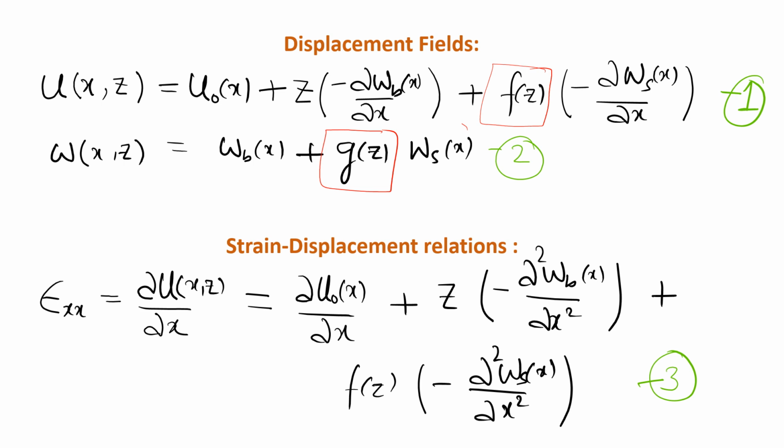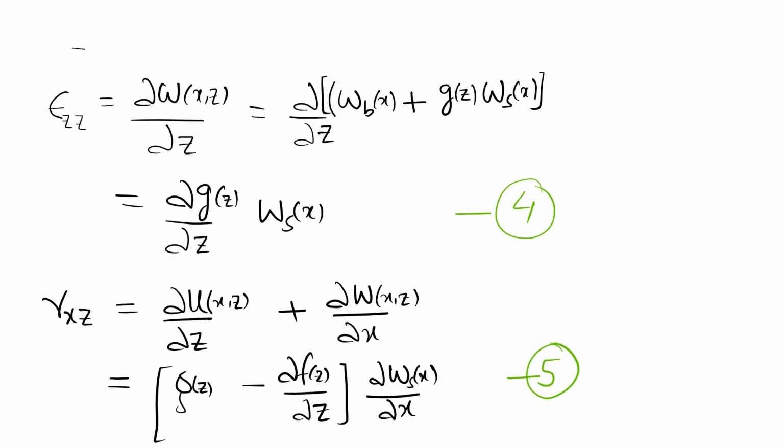If we look at the strain displacement relation, epsilon xx is nothing but del u of x,z by del x. If we differentiate and put the value of u of x,z from equation 1, it equals del u naught by del x plus z times minus del 2 wb by del x square plus f of z times minus del 2 ws by del x square. Similarly, epsilon zz equals del w by del z. If we differentiate, the first part is 0 plus del g by del z into ws of x.